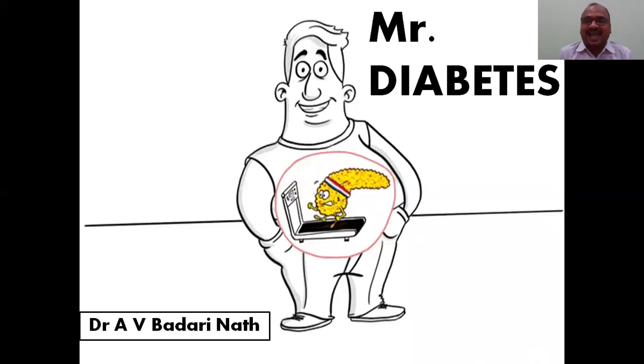Today's topic is diabetes. Diabetes, dash, why? Diabetes mellitus or diabetes insipidus? What is today's topic? By seeing the image, you can easily identify it is diabetes mellitus, which is in relation with the pancreas. So today's topic is diabetes mellitus.